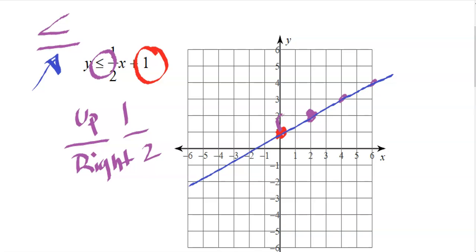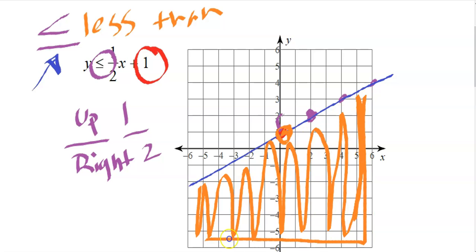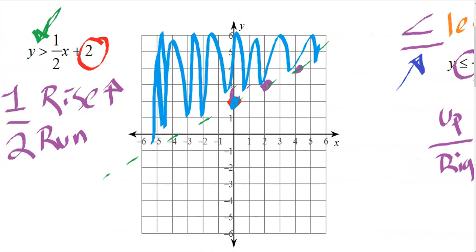But now I have to also go back and look at what this inequality tells me. It says less than. If it's less than or equal to, or just a regular old less than, I'm going to shade underneath the y-intercept. So our y-intercept was right here, and I'm going to shade underneath that. So where I shade depends on what the inequality is. This one was less than, and I shaded under. The other was greater than, and we shaded above the line.